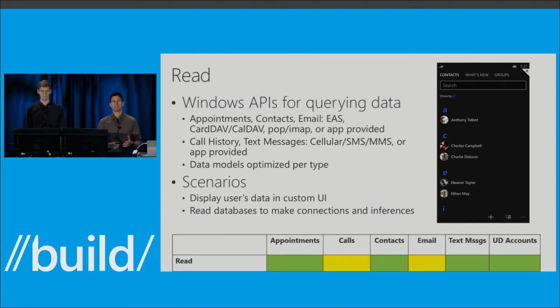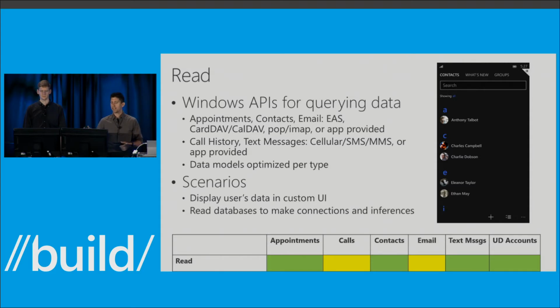Things like making the connections for the end user, figuring out whether or not you already know about the user's contacts, whether or not they're already present in your system. So when it comes to reading appointments, contacts, and email data, you have Exchange ActiveSync data coming down, you have CardDAV and CalDAV data, POP and IMAP, or it can be data that's provided by other applications using the Write APIs, which we'll get to in a few slides.